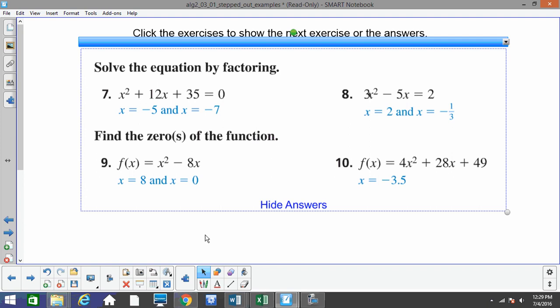Yeah, number 10, it looked like it was a tough one to factor, but it was actually a perfect square trinomial. 2x plus 7, quantity squared.